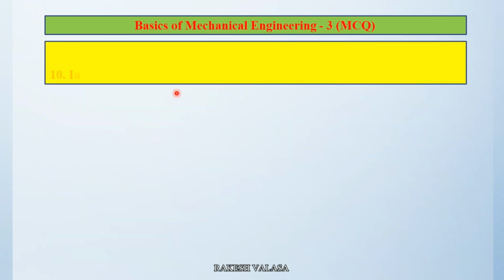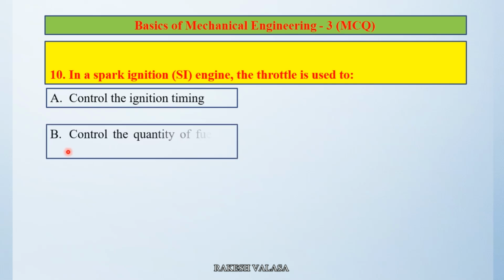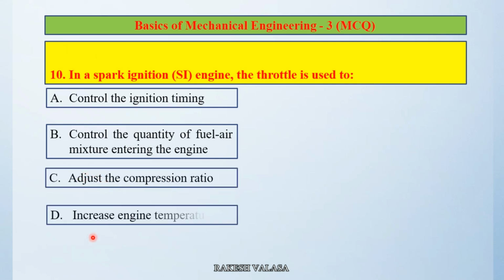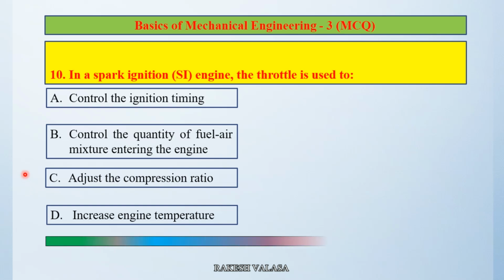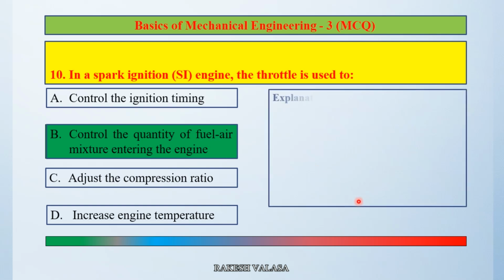The last question is, in a spark ignition engine, the throttle is used to option A, control the ignition timing, option B, control the quantity of fuel air mixture entering the engine, option C, adjust the compression ratio, option D, increase engine temperature. The correct answer is option B, control the quantity of fuel air mixture entering the engine. Let us see the explanation.